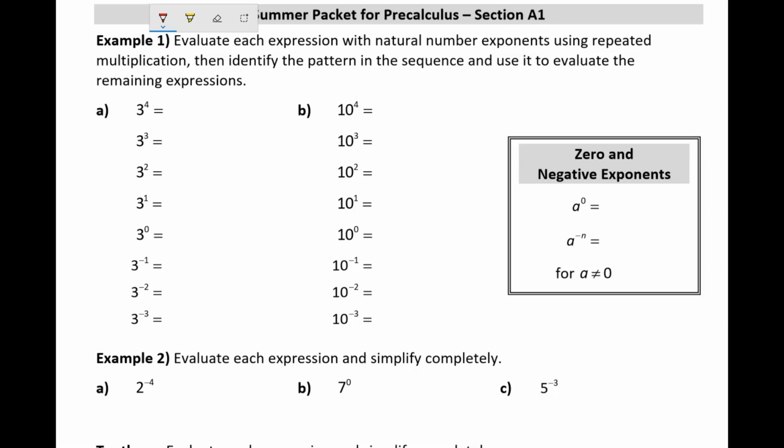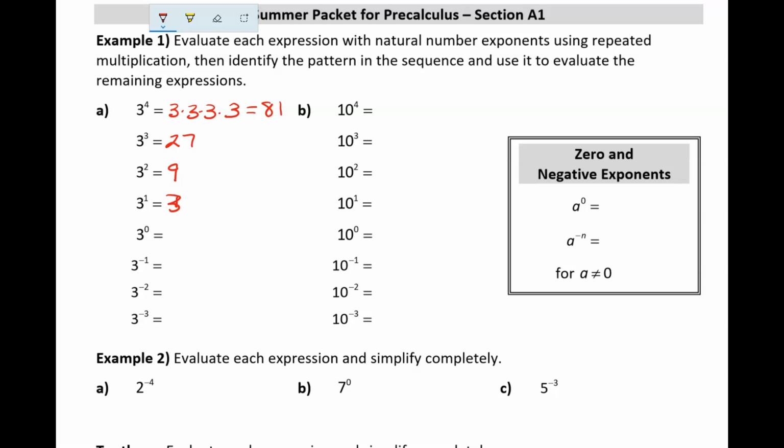Since we're most familiar with natural number exponents, that is, counting number exponents, let's start with that. 3 to the fourth is 3 times 3 times 3 times 3, which is 9 times 9, or 81. 3 times 3 times 3 is 27, 3 squared is 9, and 3 to the 1 is 3. Those are the easy ones.